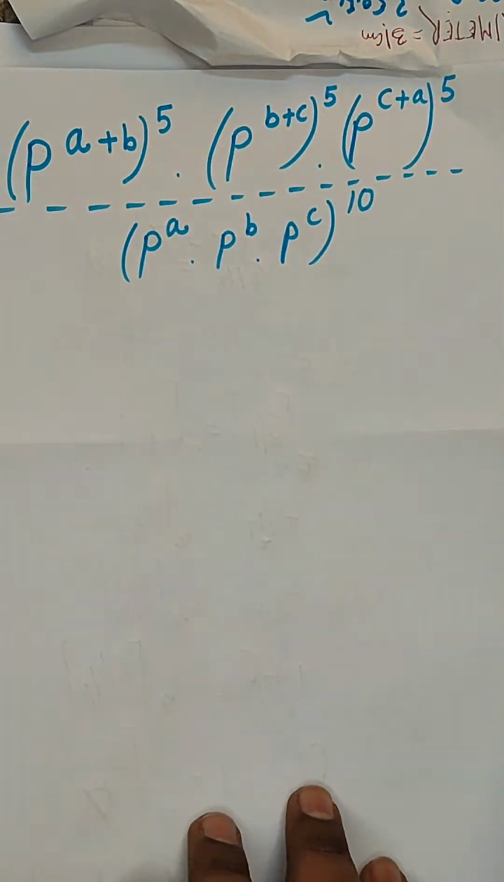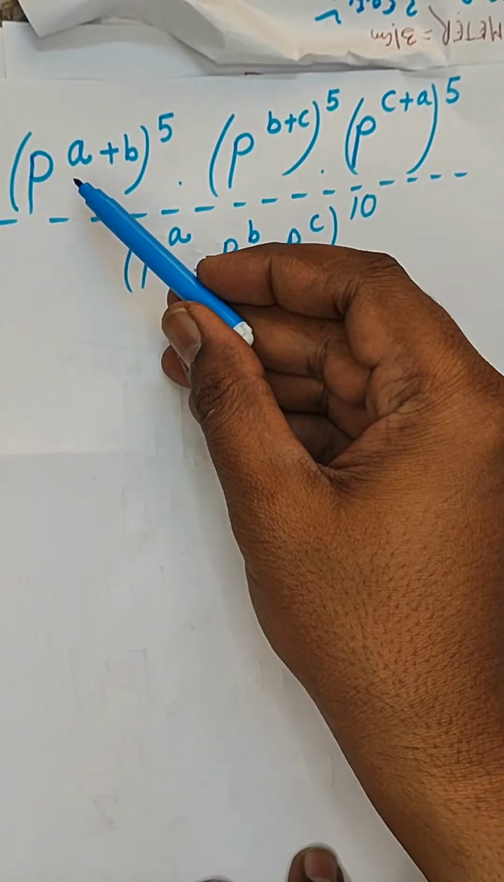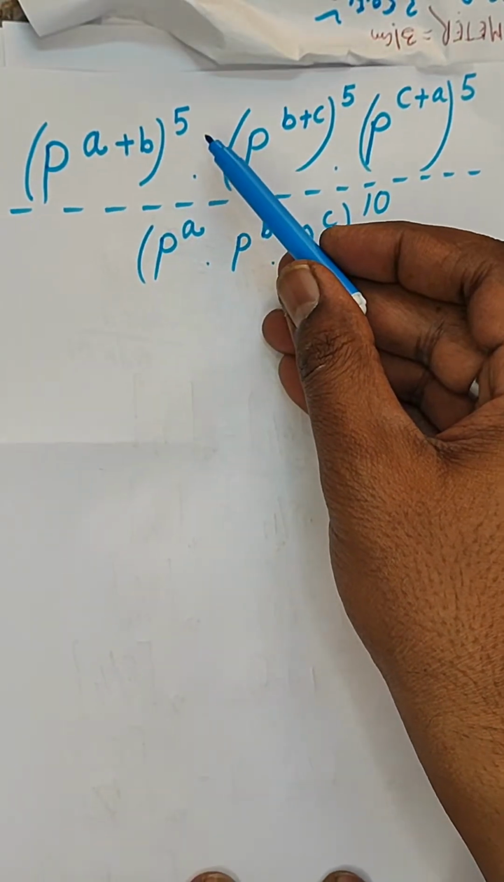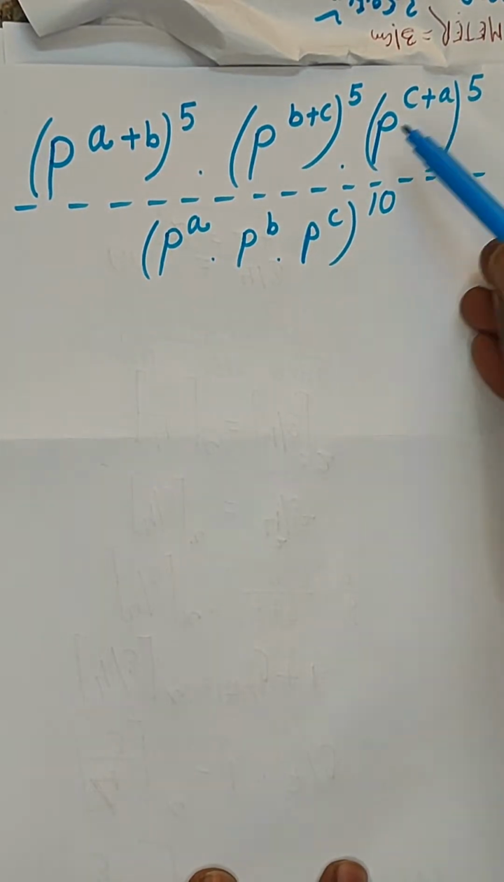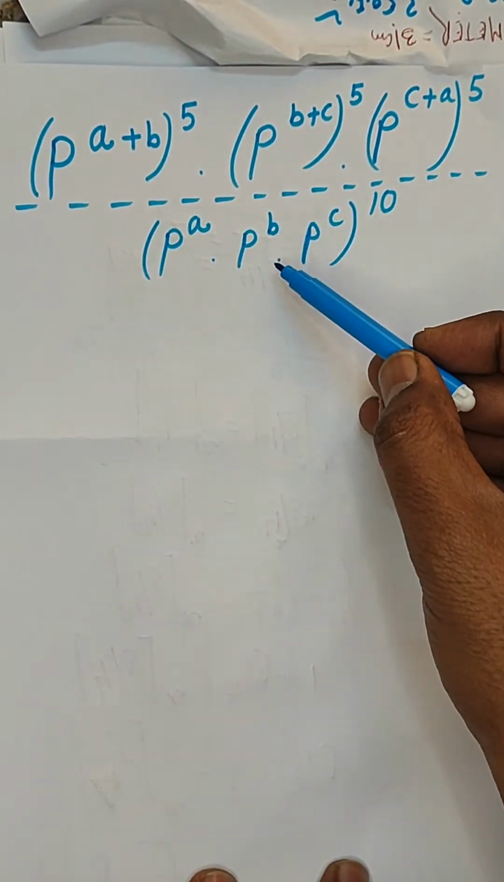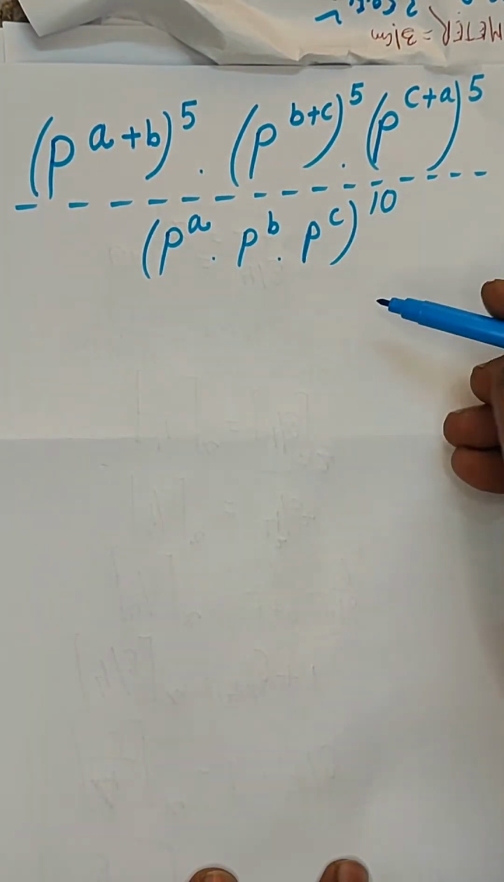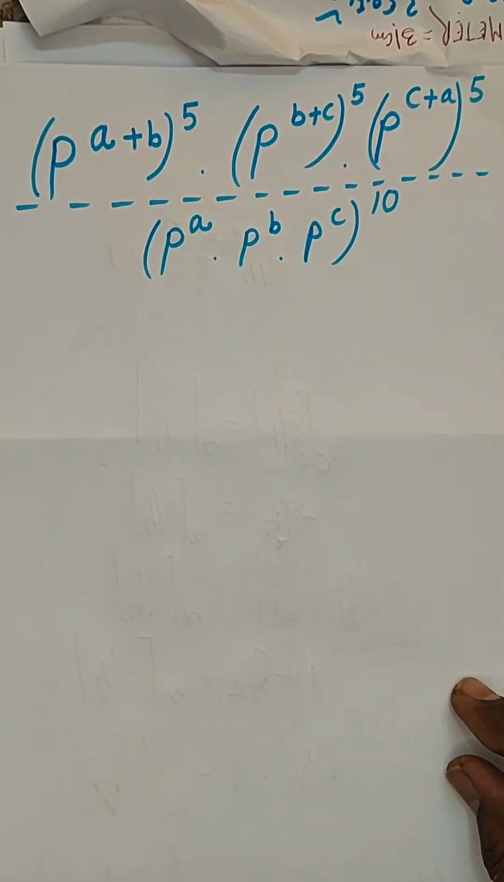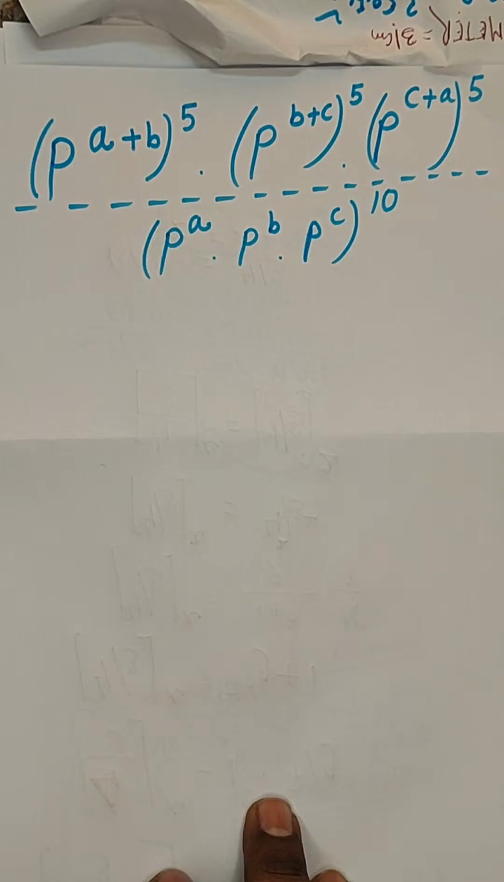Yes. The question is: (p^(a+b))^5 (p^(b+c))^5 (p^(c+a))^5 divided by (p^a p^b p^c)^10. We just need to solve it, right? To solve such a question, students, just remember two things. When the bases are the same, the exponents will be added when these two terms are multiplied.